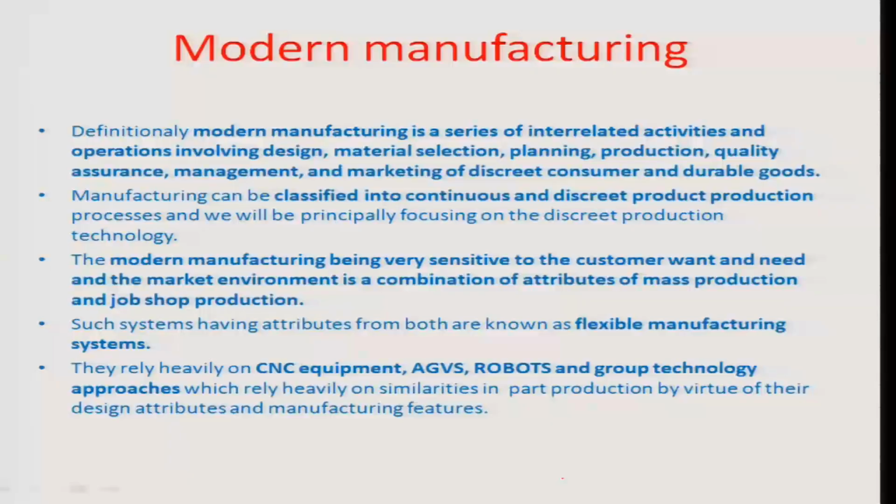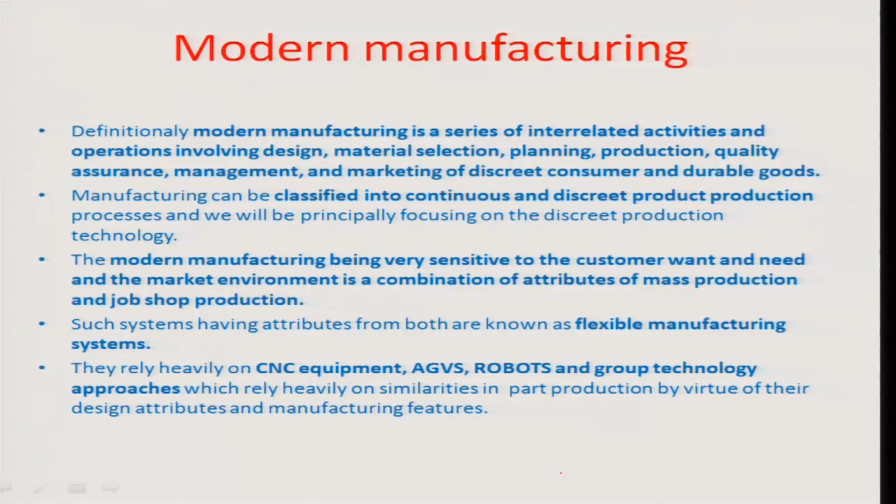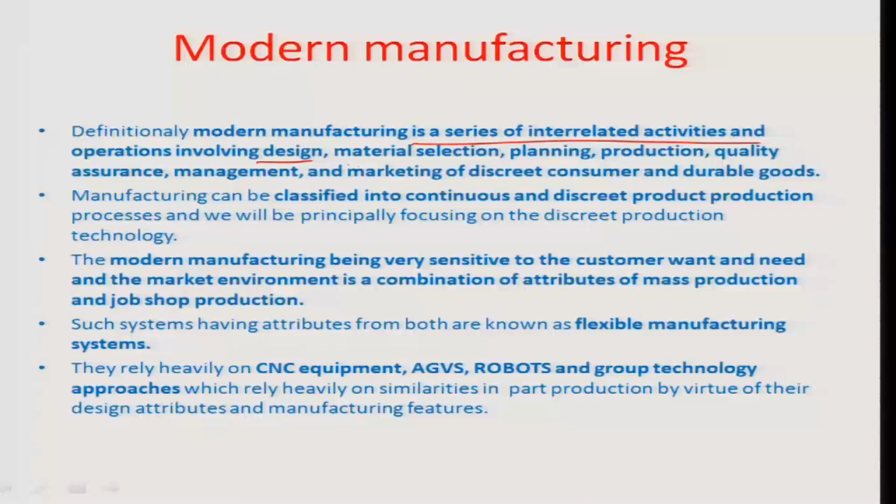So that is a sort of historical perspective to design. Let us look at the manufacturing part. Modern manufacturing can be split up into a series of interrelated activities and operations, and that can involve design, material selection, planning, production, quality assurance, management, and marketing of discrete consumer and durable goods, and so on.